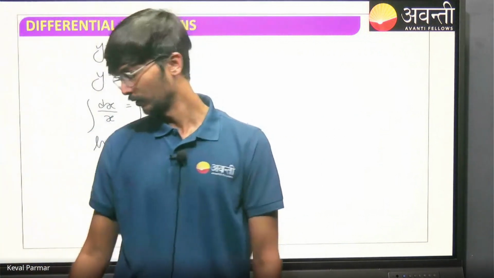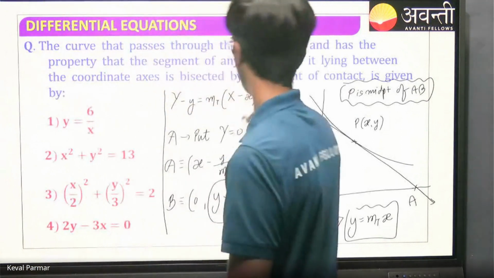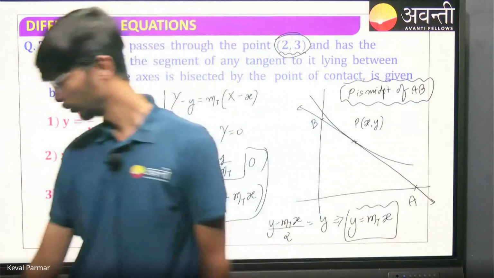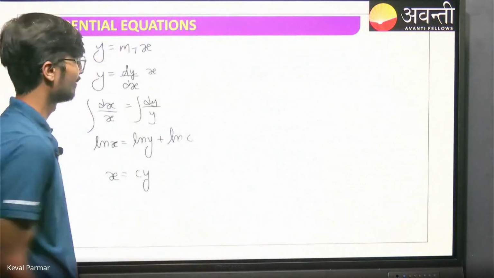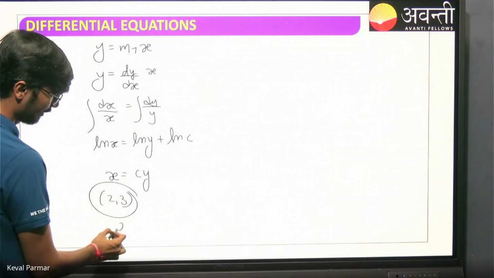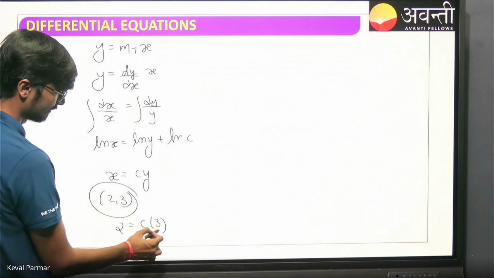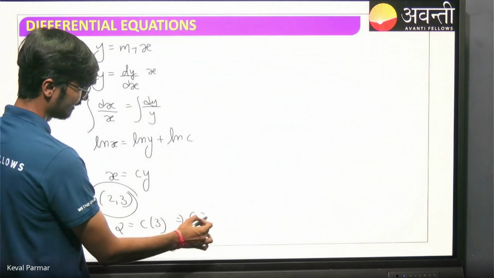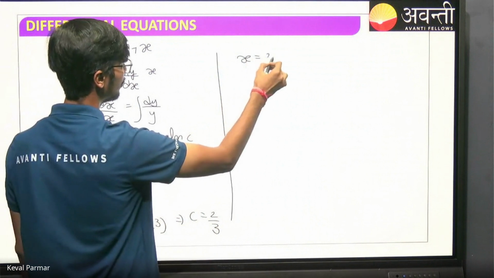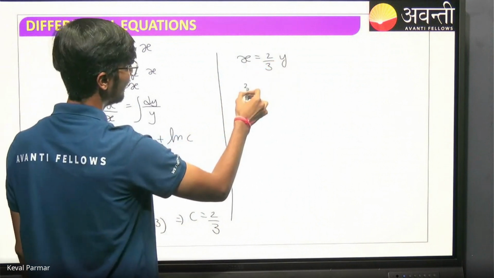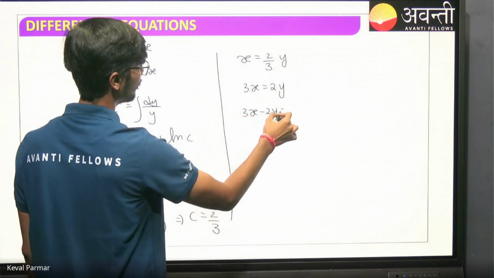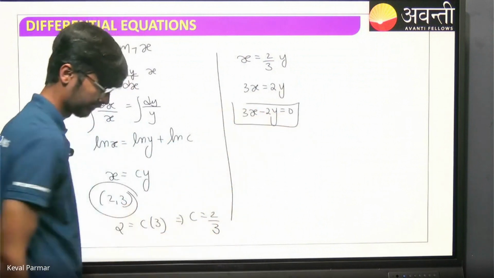Now, if you remember the question, it was given that it passes through the point (2, 3). That means (2, 3) must satisfy it. Put x as 2 and y as 3, so 2 is equal to c times 3. So I got the value of c as 2 by 3. Put it here: x equals 2 by 3 y. So 3x equals 2y, so 3x minus 2y equals 0 is the required curve. Correct?